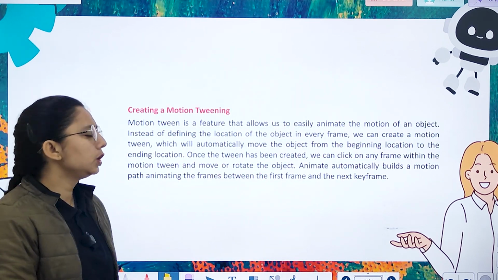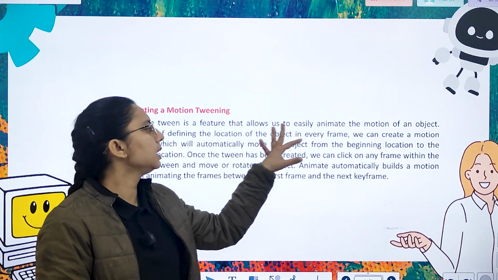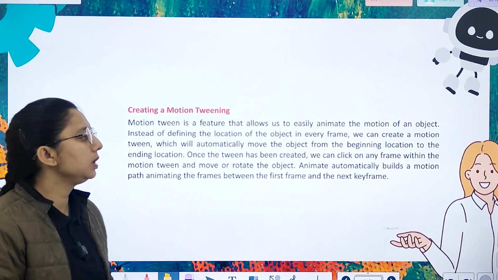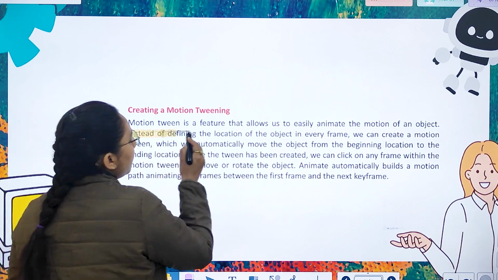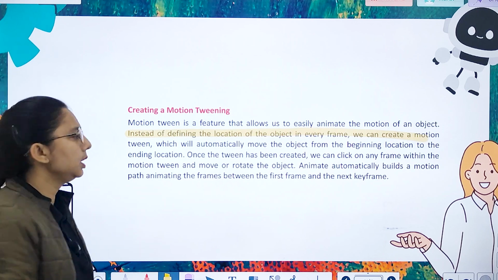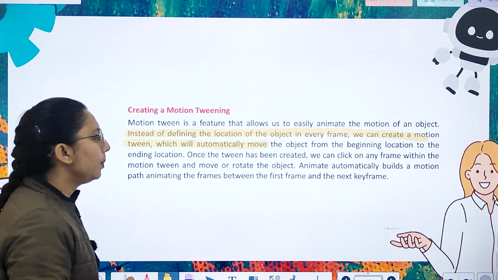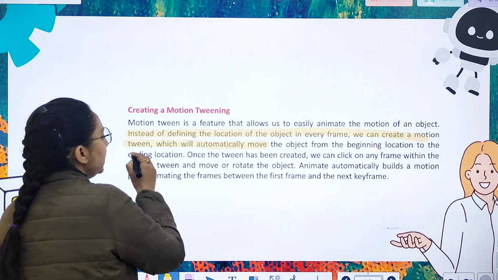Now creating a motion tween. Now you want to create a motion tween. A motion tween is a feature that allows us to easily animate the motion of an object. Instead of defining the location of the object in every frame, we can create a motion tween which will automatically move the object from the beginning location to the ending location.